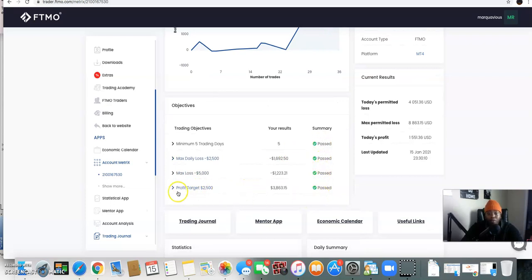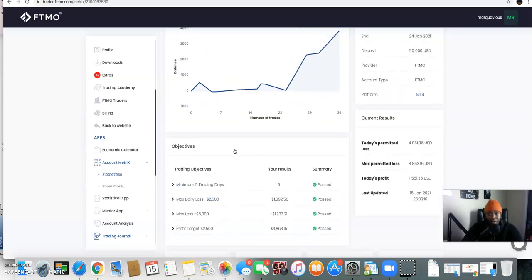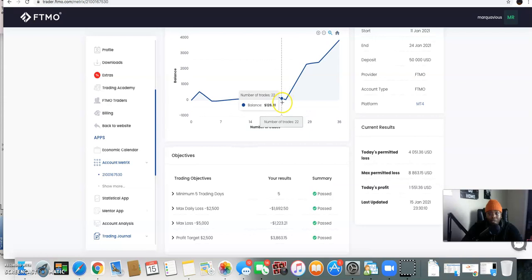The profit goal was to hit 2,500. I did 38 within 3 days. But of course, you've got 5 minimum days to trade, so you got to trade within those 5 days. So what I did was some little 0.01 lots, or dollar lots, just to keep this going. As you can see, this skyrocketed up, and I'm going to show you exactly how I did it.